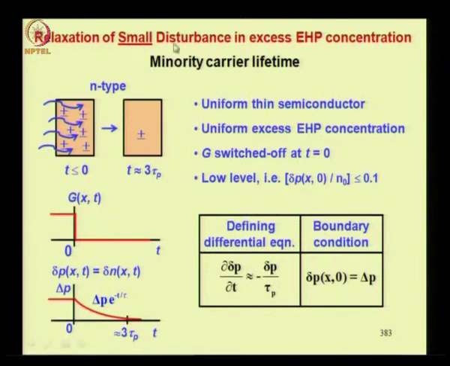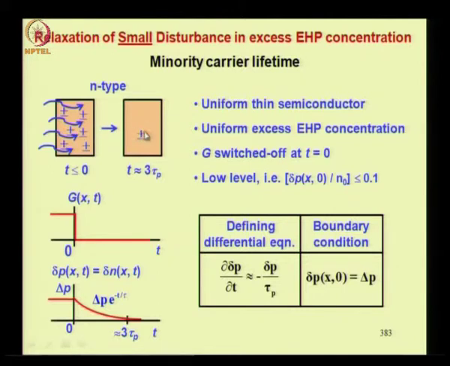Let us look at relaxation of small disturbance in excess electron hole pair concentration, minority carrier lifetime. Now this time was introduced using this physical situation where for t less than 0 you have uniform generation of excess electron hole pairs inside the volume for whatever reason. In this case the reason is illumination, and then at t equal to 0 the source is just cut off and then the system returns to equilibrium.